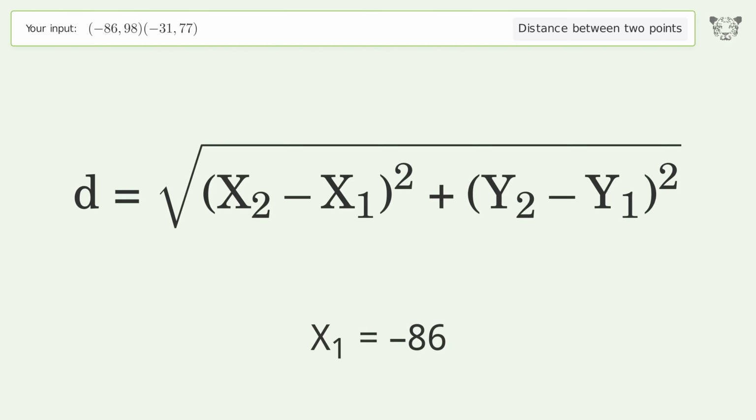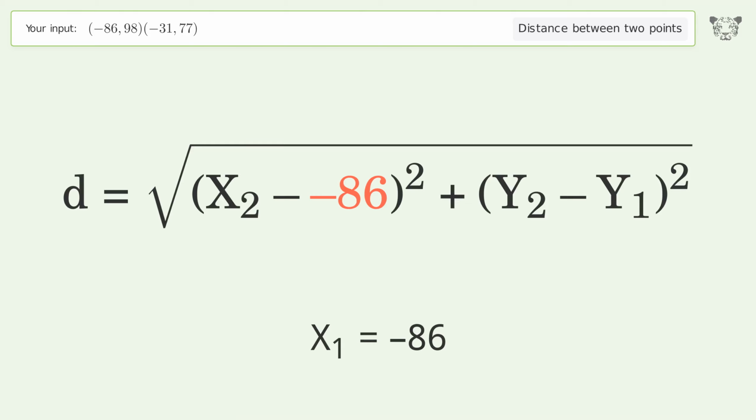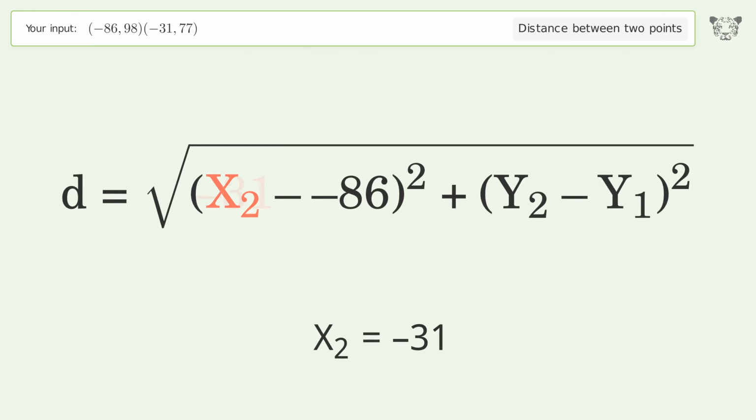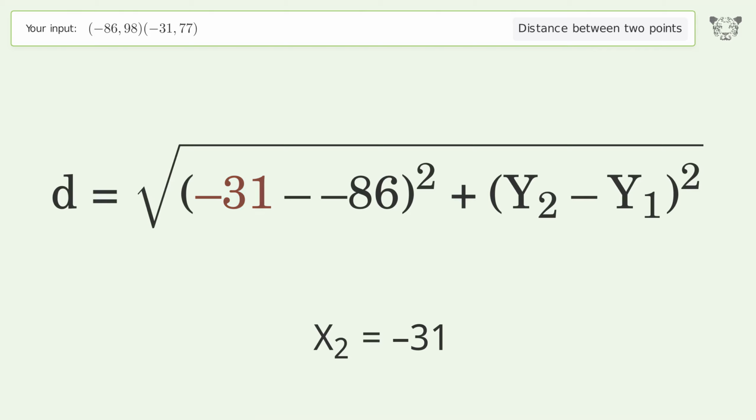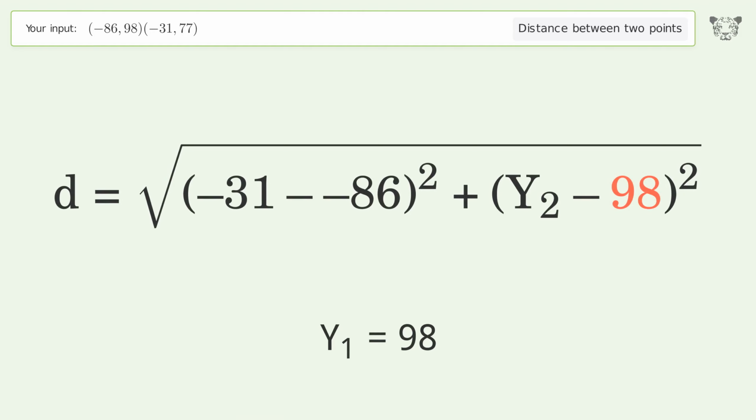x1 equals -86. x2 equals -31. y1 equals 98. y2 equals 77.